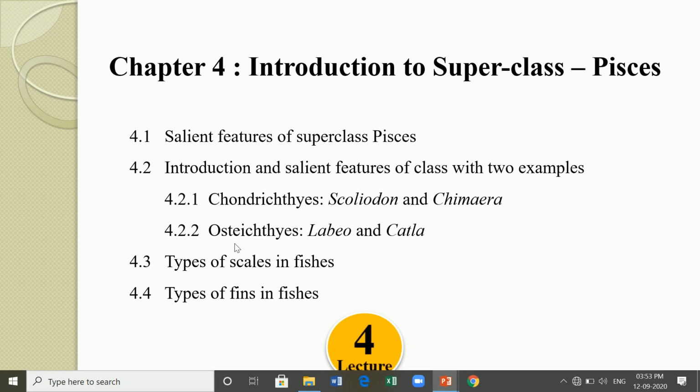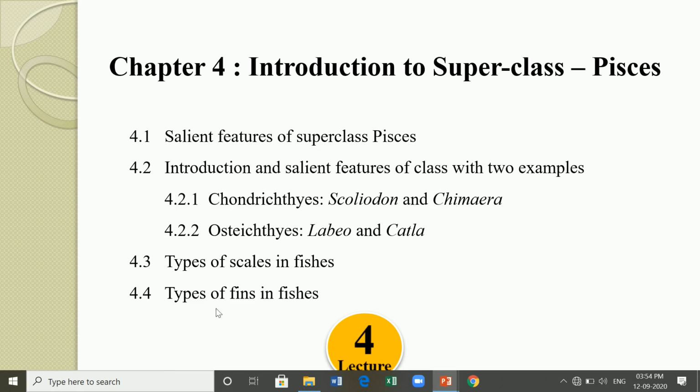And the second class is Osteichthyes, also referred to as the bony fishes, where we are going to learn two examples, Labeo and Katla. The next part, 4.3, we are going to learn the different types of scales in fishes. Scales are actually the exoskeleton of the fishes, and different fishes have different kinds of scales that we are going to discuss in this topic.